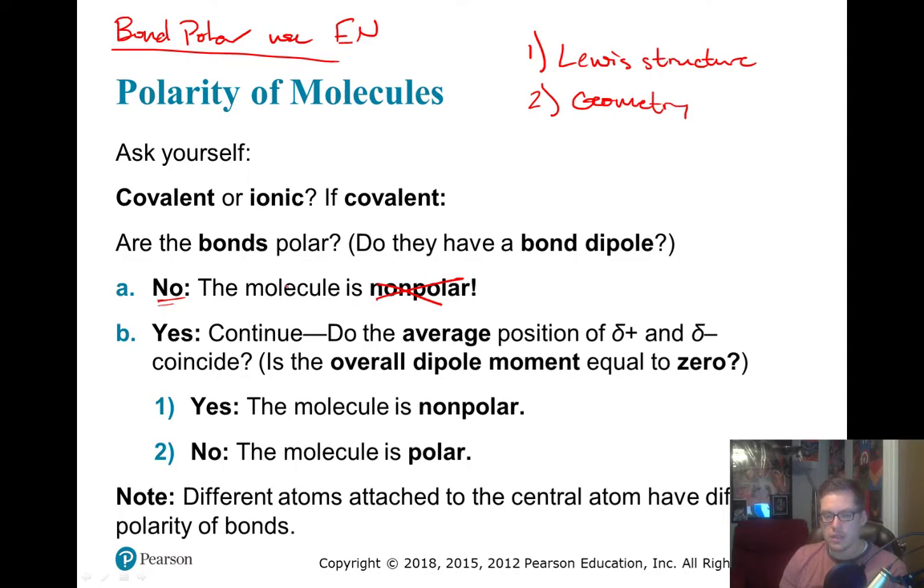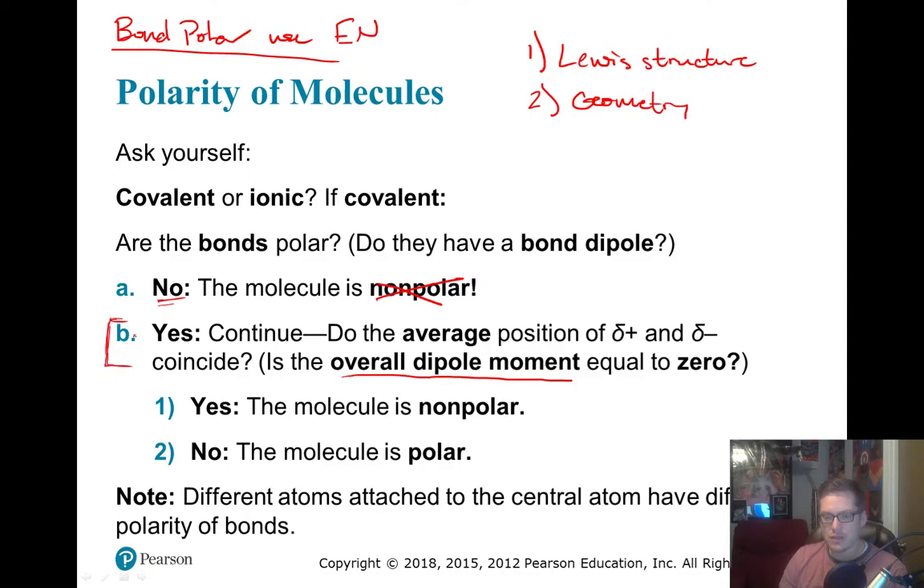And then they say the next step, if it is polar, is: do the average positions of the partial positives and negatives coincide? Or essentially, do you have an overall dipole moment equal to 0? Now that's really what the whole question is. So this is kind of a redundant question.